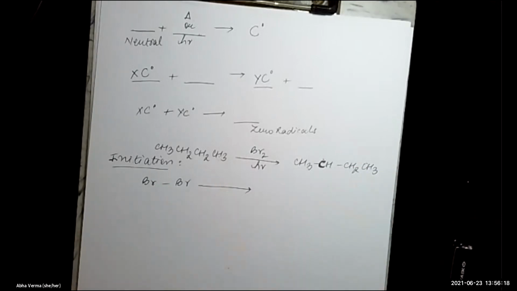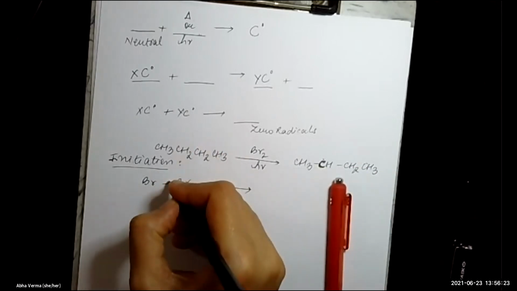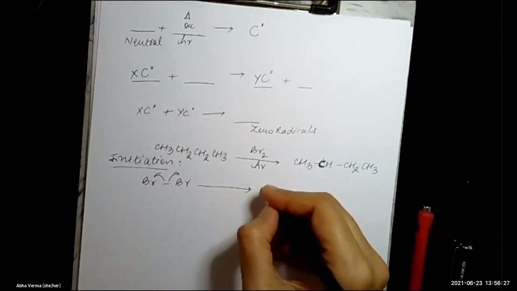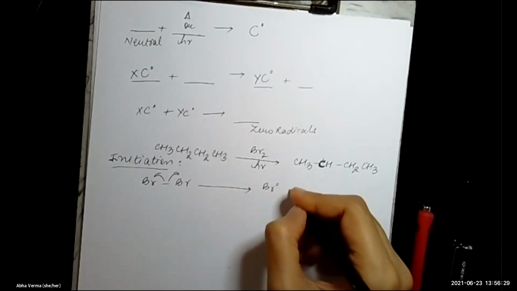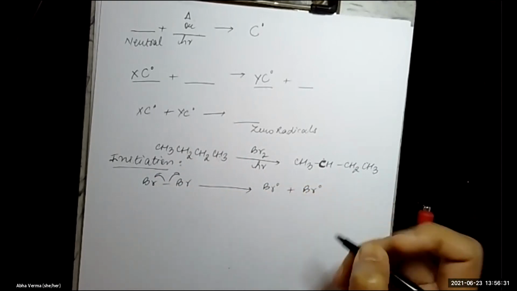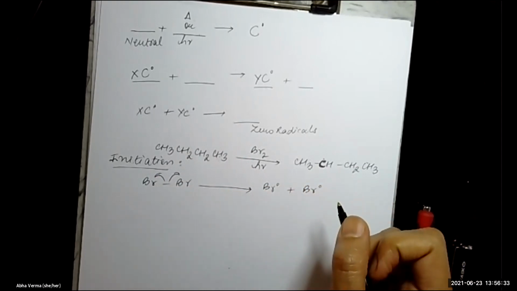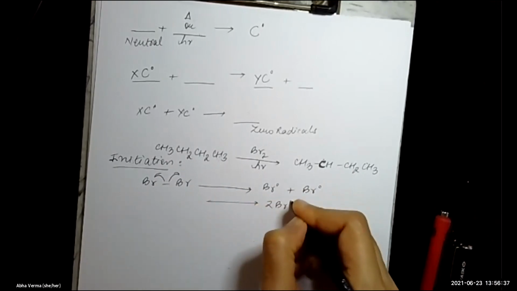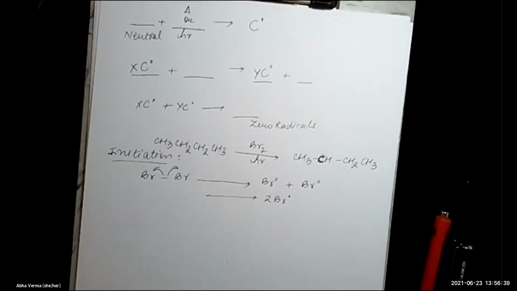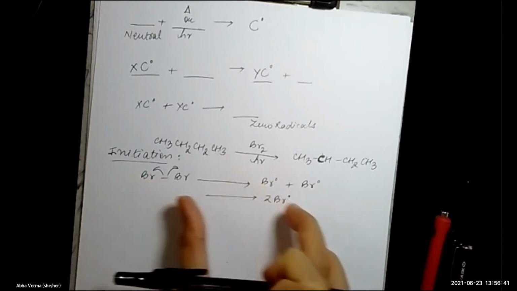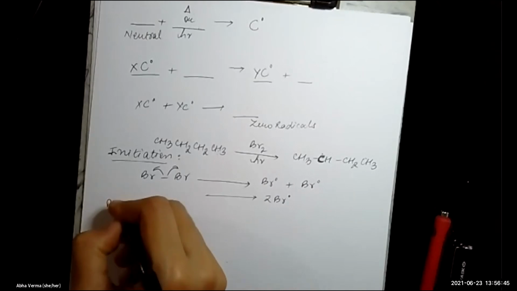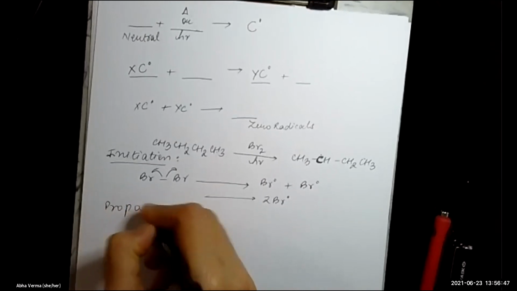And what is the arrow that I'm going to use? The even splitting arrow. What would I get? Bromine radical. Or I could also write it as 2 Br radicals, right? So that is my initiation. The next part will become my propagation.